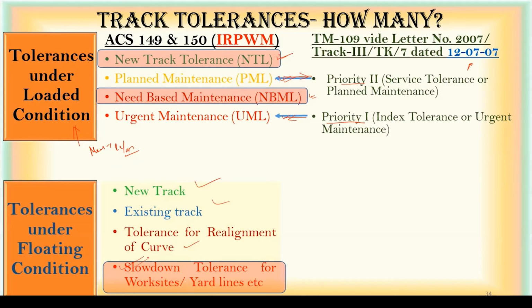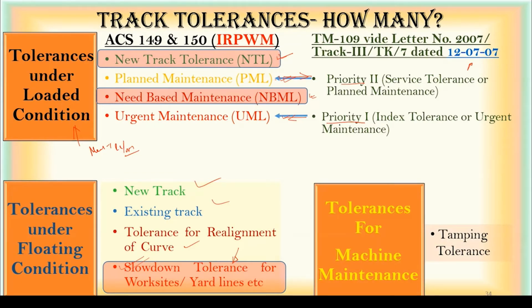The instructions were there, but it was not part of the manual. In the year 2019, this has been made part of the manual, where we have fixed that at places where we cannot increase the speed, in the yards or at work sites, what tolerance or what track parameters can be allowed. And then the third tolerance is machine maintenance tolerance, that is available in the machine manual. We can also call it damping tolerance.